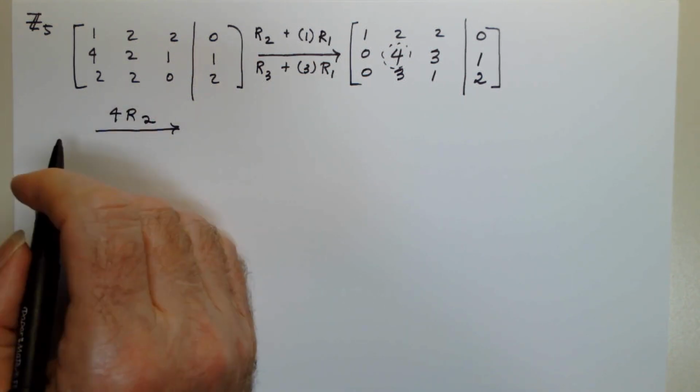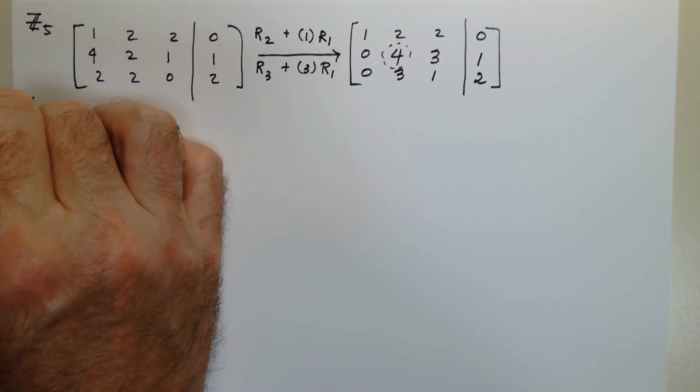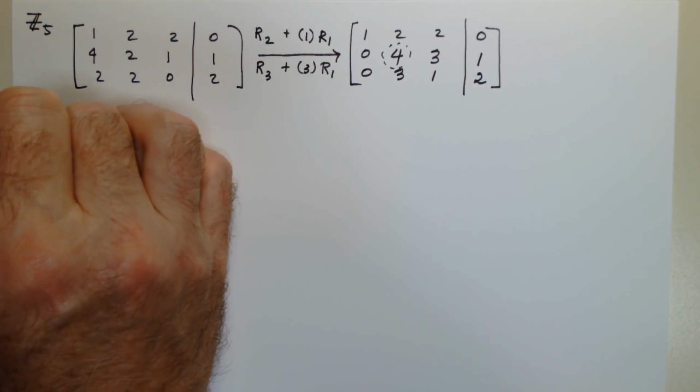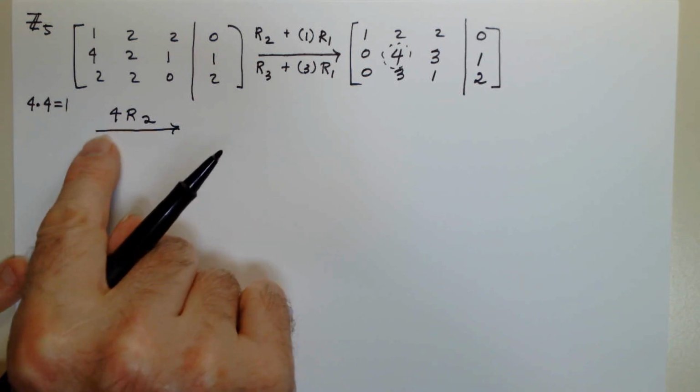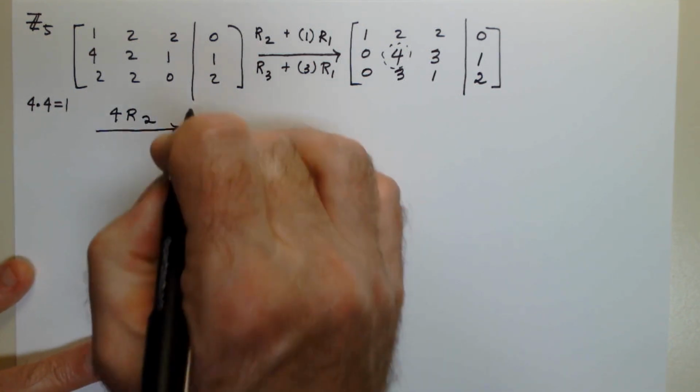So if you're trying to remember what's going on here, we're just using the fact that in Z5, 4 times 4 is equal to 1. So we're trying to effect that change here. So we're multiplying row 2 by 4. Let's see the effect of that now.